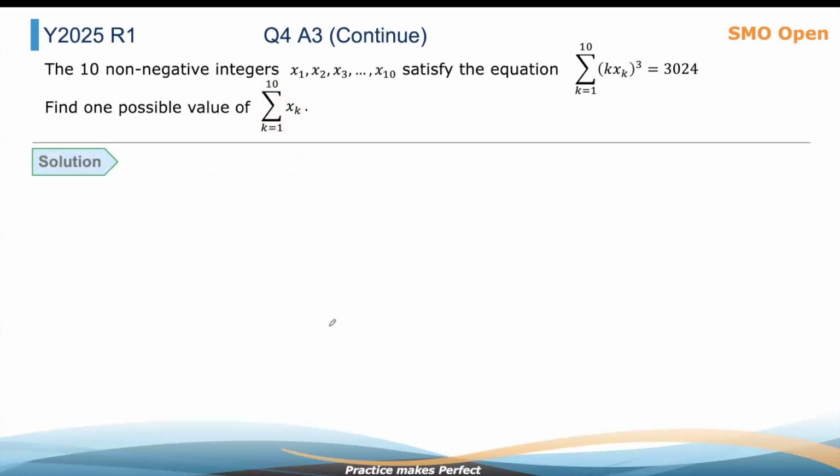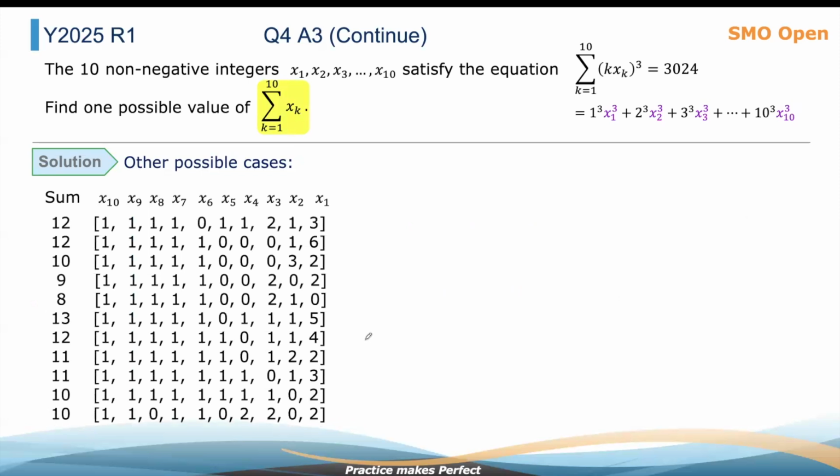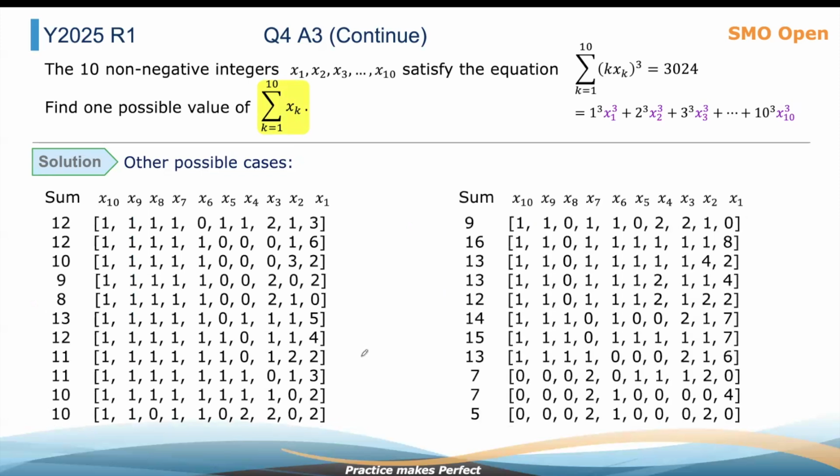There are still other possible cases. I only list part of them. You may code a program to find all the possible cases. So for this question, we have multiple answers.